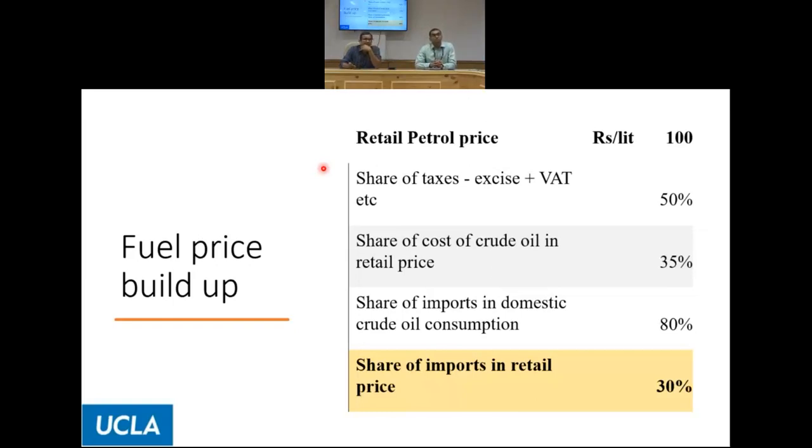We import 80% of our crude today. So essentially, if you take that 100 rupees, 80% times 35% is essentially 30%. So 30 rupees in 100 rupees is simply money to pay for crude oil imports. So 30% is just direct transfer to foreign oil exporters. I think that's very interesting.